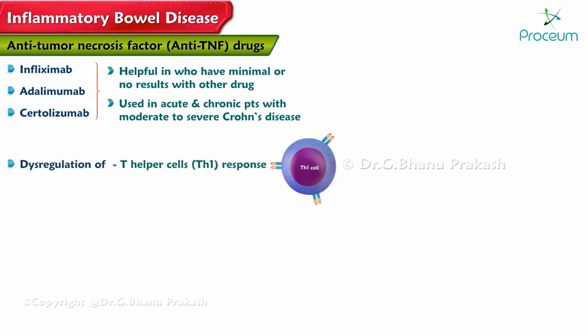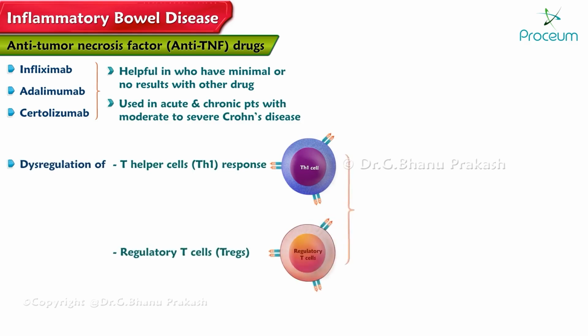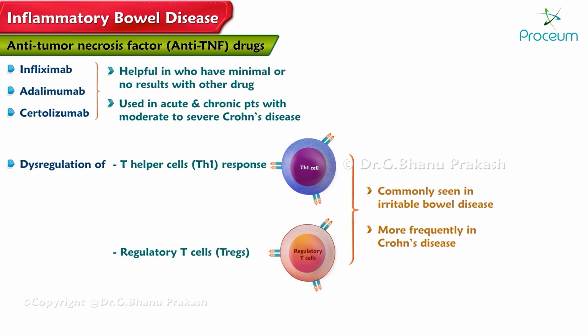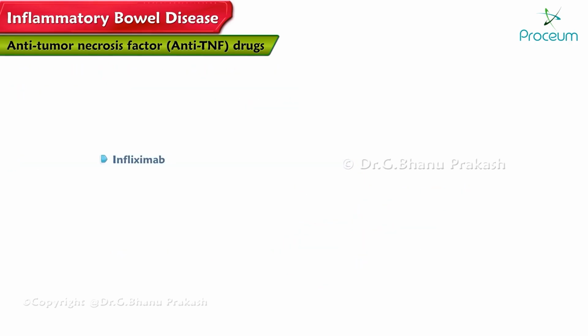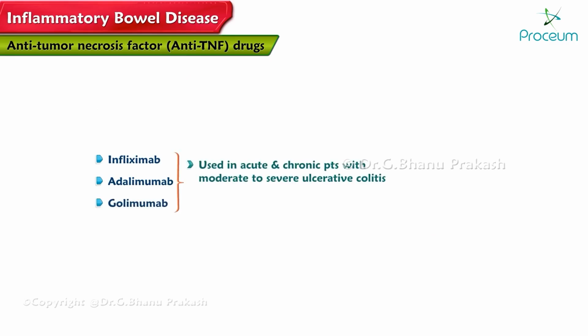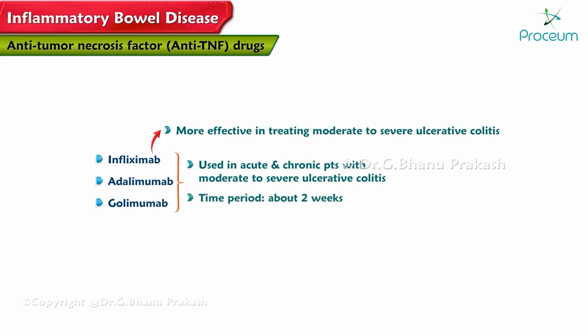Dysregulation of T helper cells, Th1 response, and regulatory T cells, known as Tregs, is commonly seen in inflammatory bowel disease, and more frequently in Crohn's disease. Infliximab, adalimumab, and golimumab are used in acute and chronic patients with moderate to severe ulcerative colitis. Infliximab is more effective in treating moderate to severe ulcerative colitis than adalimumab and golimumab. The time taken for clinical response while using these drugs is about 2 weeks.